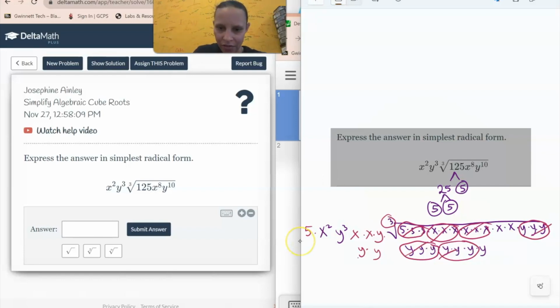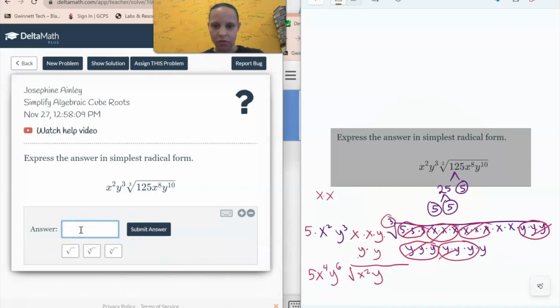So outside I have 5x. How many x's do I have? So this is 2 x's, right? 3, 4. So a total of 4, because x squared, remember, is x times x. So I have 1, 2, 3, 4. How many y's do I have? I have the 3 that are right here, 4, 5, 6. Now what do I have left inside? I've got 2 x's. How do I write that? x squared. And I have 1 y. How do I write that? Just like that. All right, then you go ahead and put in your answer.